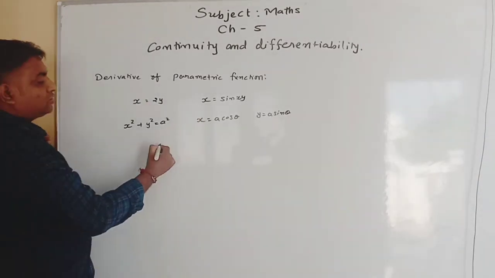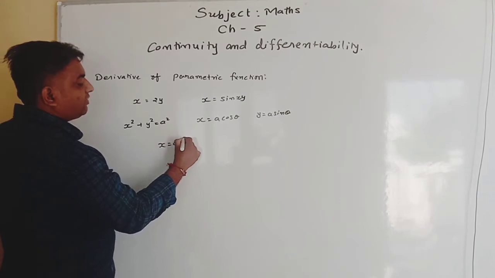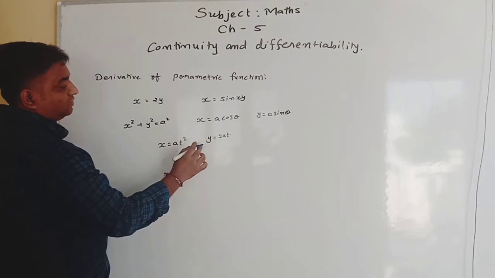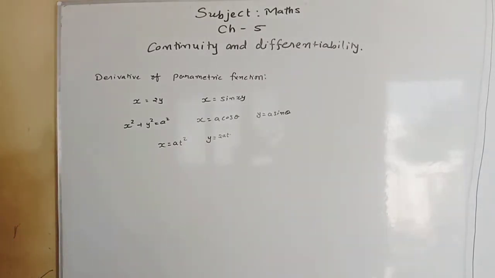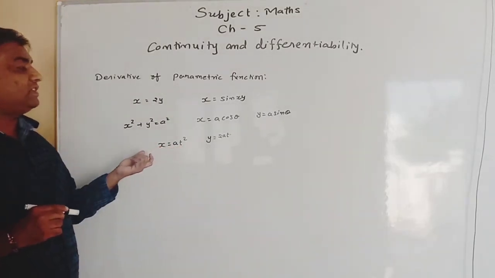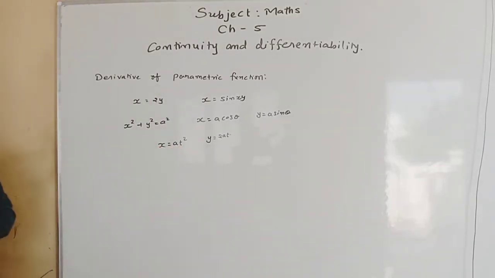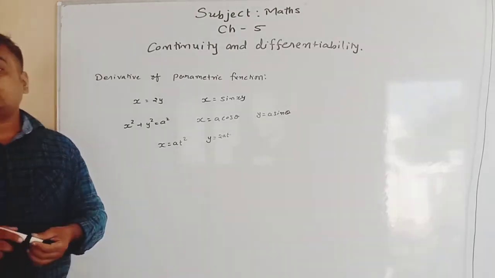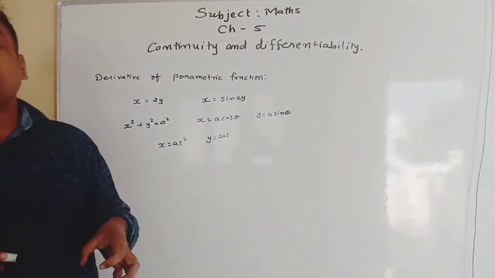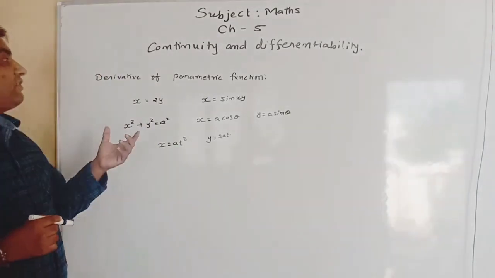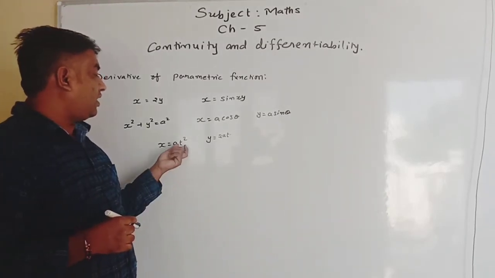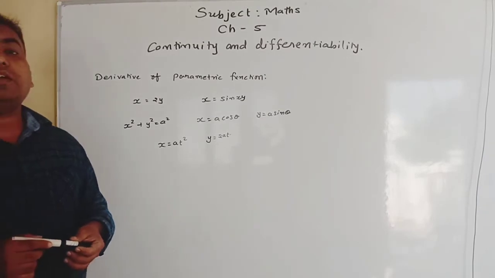In the parabola also we have seen that x equals a t square, y equals 2at. In this way we get the equation of a parabola. Here also t is the variable which gives the relation between x and y. Such equations in which two variables are connected by a third variable are called parametric equations, and the third variable is known as the parameter of the equations.